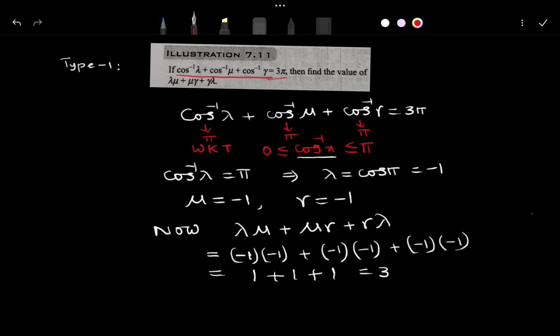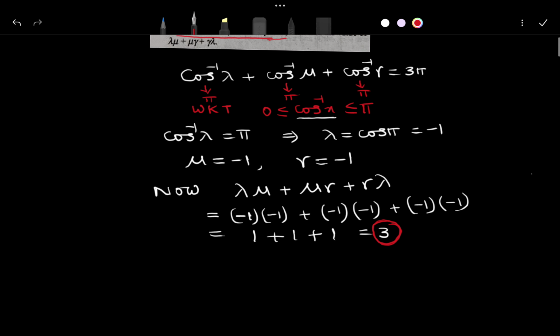So I hope everyone is clear on this solution. This is one of the simple questions and this is a technique. It completely depends on the range of cos inverse of x. This is the shortcut method. The traditional method follows another way. Okay, right, now we will see one more question in the same model.